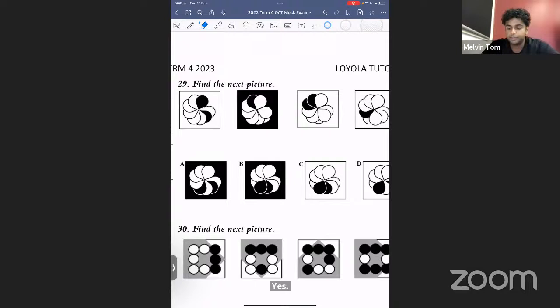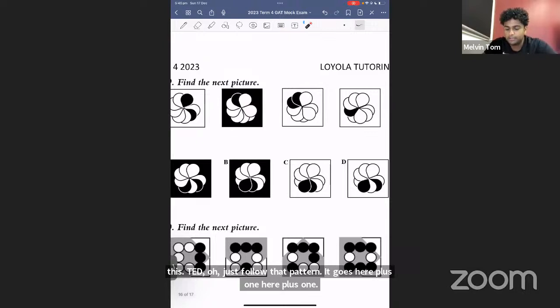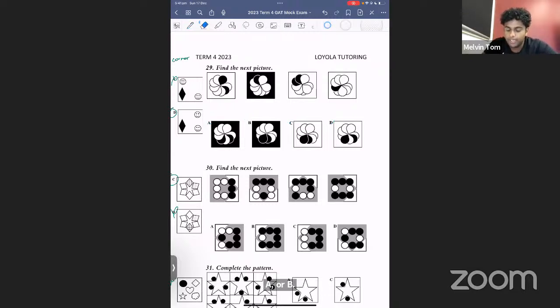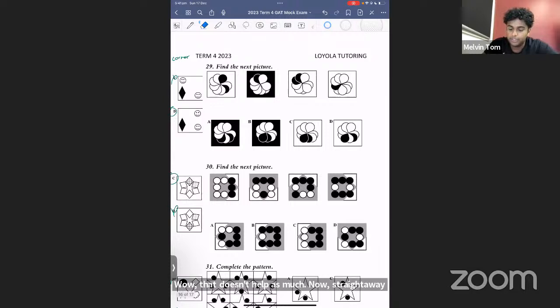And then in question number 29, you should look whether one of them follows that pattern. So this petal does follow that pattern. It goes here, +1, here, +1, and next it should go +1 to this bottom right one here. Do you understand? And that tells us that the answer has to be C, D, A, or B. Wow, that doesn't help us much. Now, straight away, we know it can't be A or B because there are only two black colors at any given time. And in A and B, there's three. So it has to be C or D.